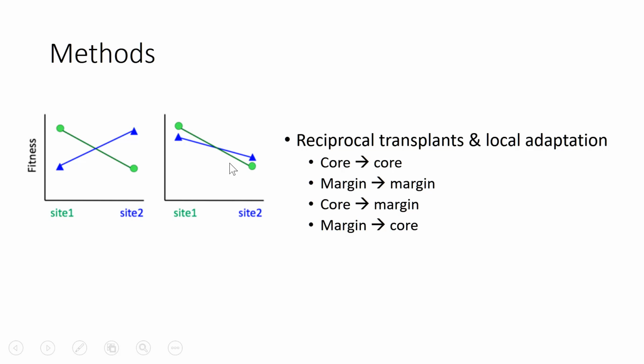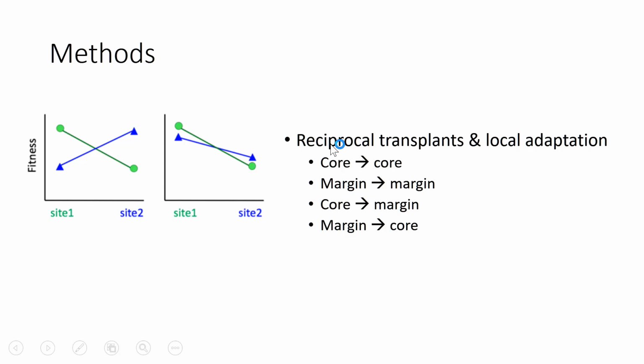This one is a little more subtle, but it still shows local adaptation. The circles do better at site 1 because that's their home site. The triangles do better than they did over here, but they're slightly worse than the circles. Similarly over here at site 2, the triangles do a little bit better than the circles at this particular site. So this too would indicate local adaptation.